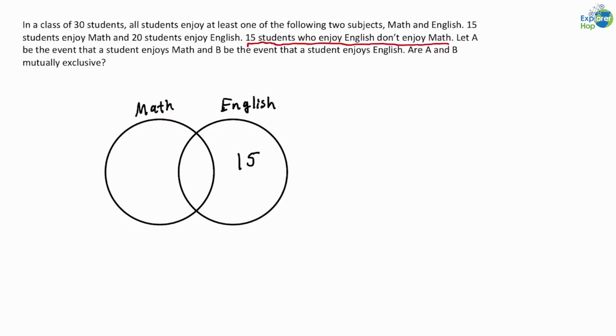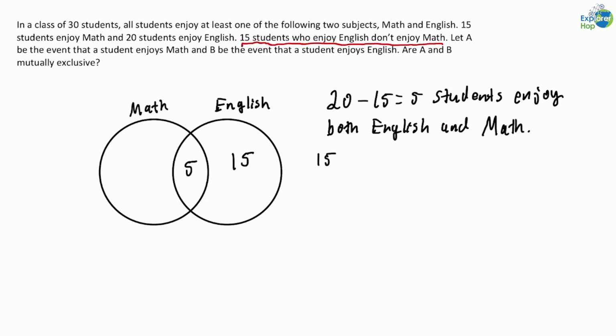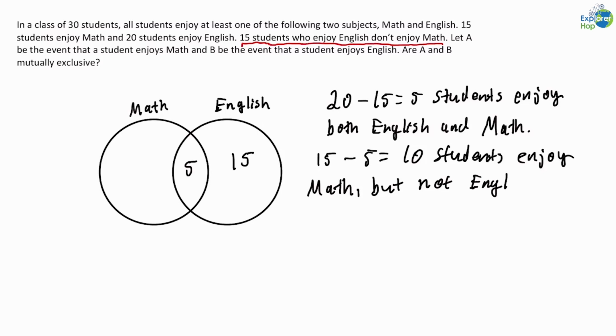Since we know that 15 students who enjoy English don't enjoy math, then the remaining students who enjoy English also enjoy math. So we'll write down 5 in the middle. And this of course means that 15 minus 5, which is equal to 10 students, enjoy math but not English. So we'll write down 10 in the leftmost region.